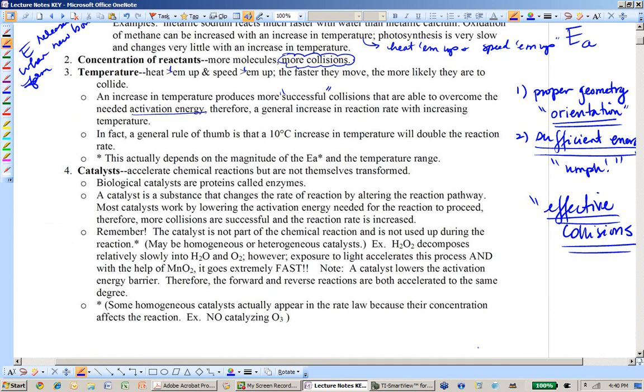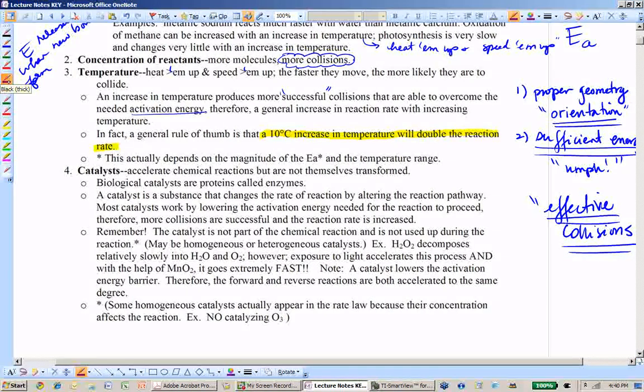So, in fact, a general rule of thumb is that speeding them up gives them more energy, and this is something you really should know. I promise you really should know this. This is one of the little factoids you should memorize. A 10-degree increase in temperature will effectively double the reaction rate. Just a 10 lousy little Celsius degree increase will make the reaction go twice as fast. So yes, if you raise it 10 more degrees, you'll double it again. It'll be 4 times as fast as it was 20 Celsius degrees ago.